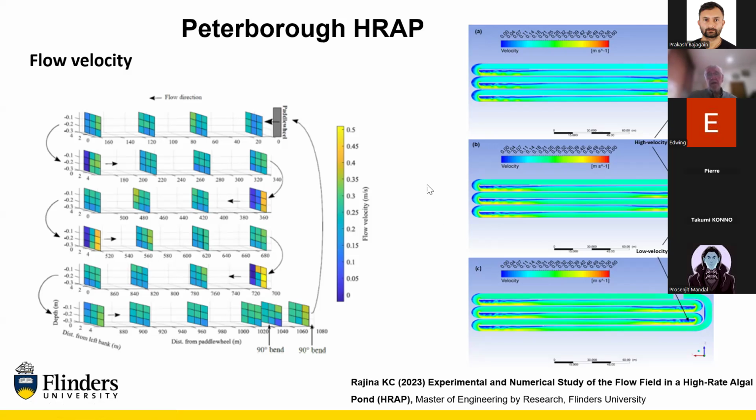So what we've got here, these panels, these squares, this is the right bank, center, left bank, and then this is the depth, top, middle, bottom. And we did that at all cross sections, all the way through, 26 measurements. And then these are the return bends. So the bend that gets you back up here, this bend is the one that brings you back to the paddle wheel.